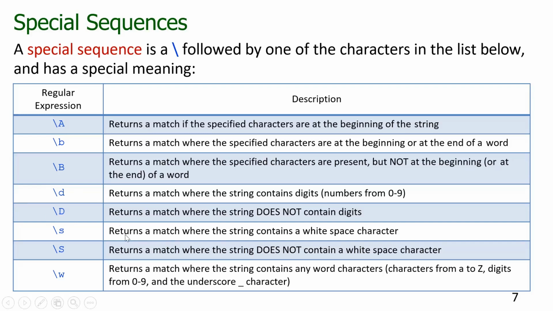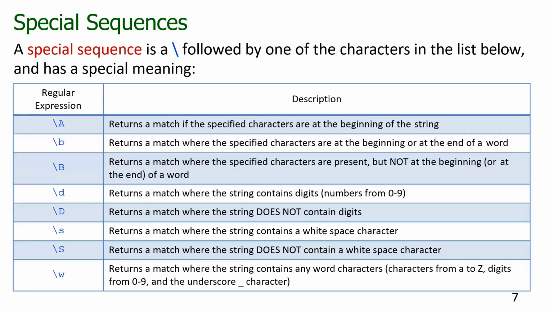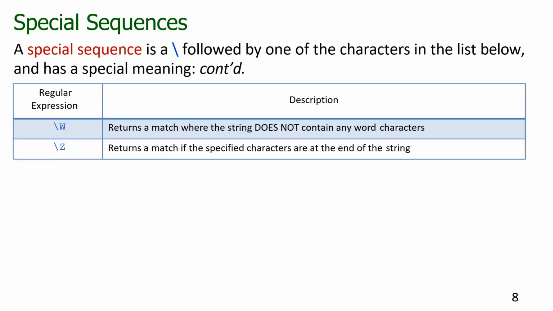\s is for white space character. \S does not contain white space character. It will return a match. \w returns any word characters. And \W, it does not contain any word characters. It will return a match. \Z returns a match if the specified characters are at the end of the string. So these are some of the special sequences which you use in a regular expression.